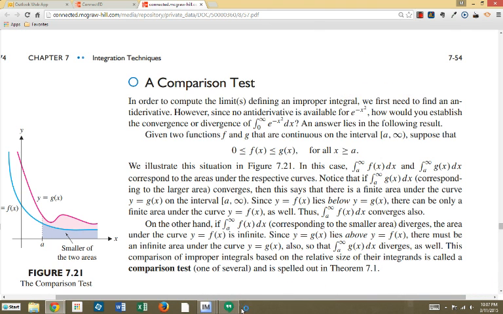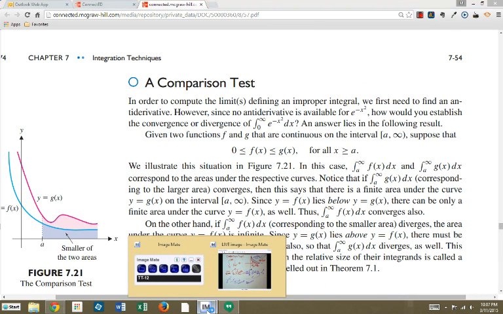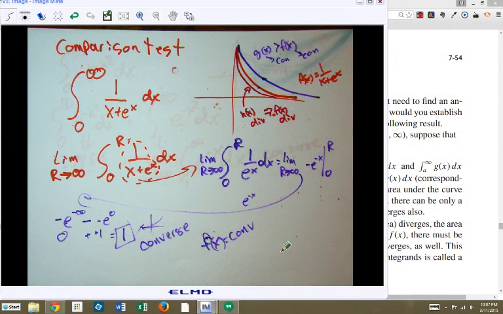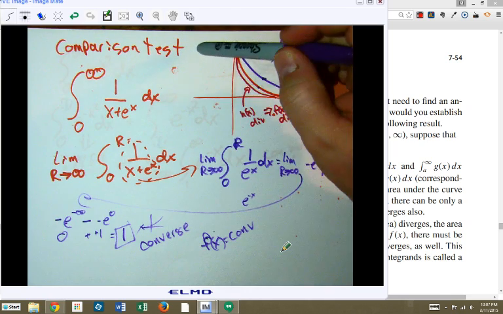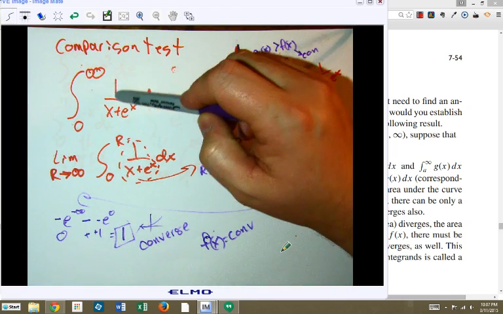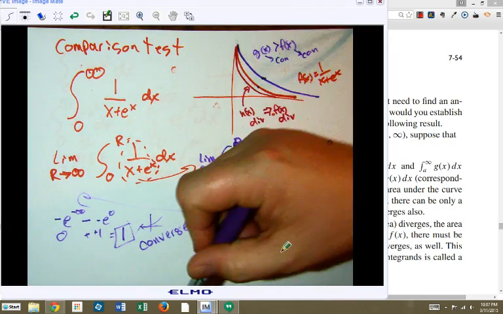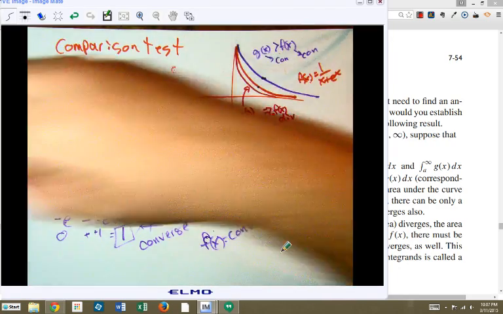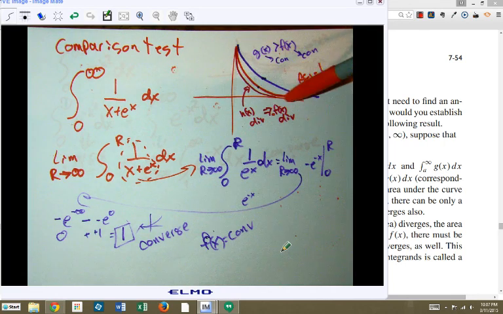Okay, ladies and gentlemen, we're going to take a look at the comparison test. Now, the comparison test is a way to determine whether a graph is going to converge or diverge. Now, let's take a look from 0 to infinity of 1 over x e to the x dx. That is this orange graph right here in the middle.